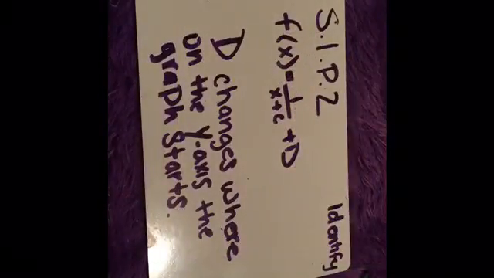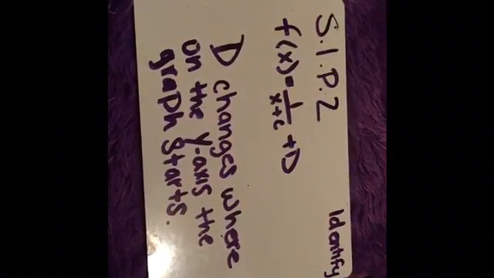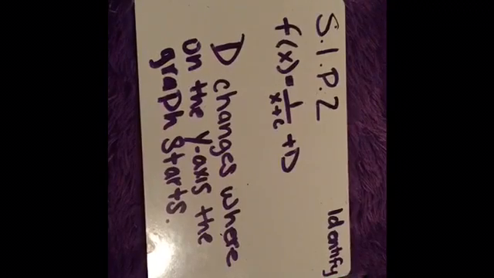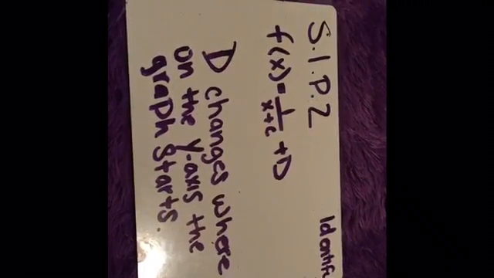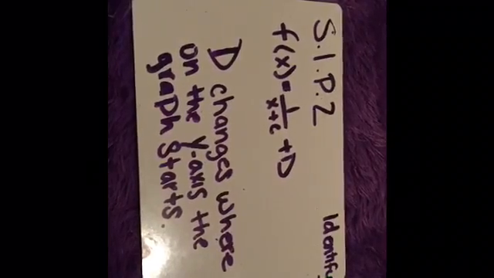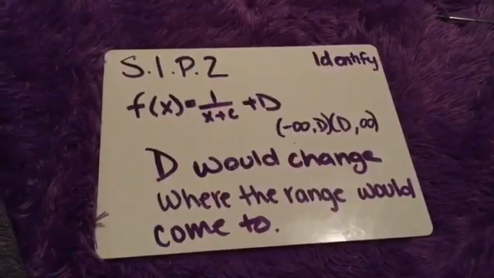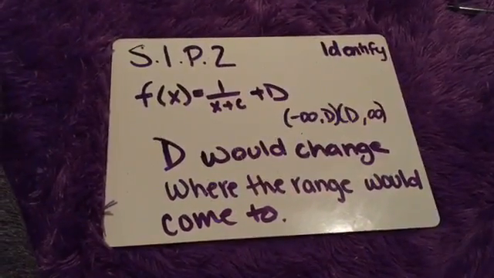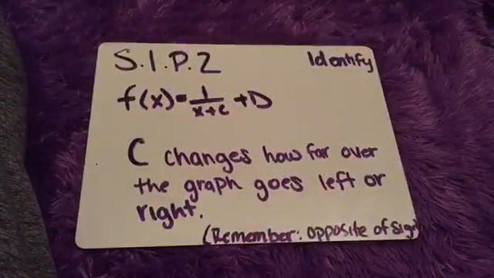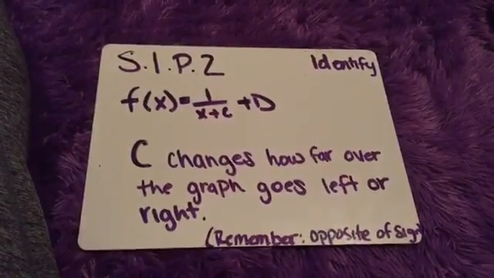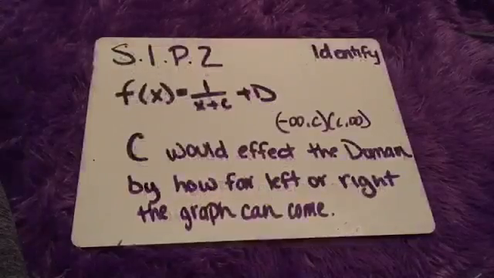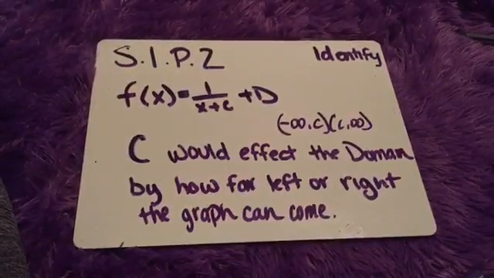While identifying what D does to the graph, D changes where on the y-axis the graph starts. That being said, if D would equal 2, the graph would be up 2 from the 0 on the y-axis. D affects the range because wherever D is, that's where the graph comes to on the range. C changes how far over the graph goes on left to right, but remember, always the opposite of what the sign says. C would affect the domain by how far left or right it allows the graph to come.